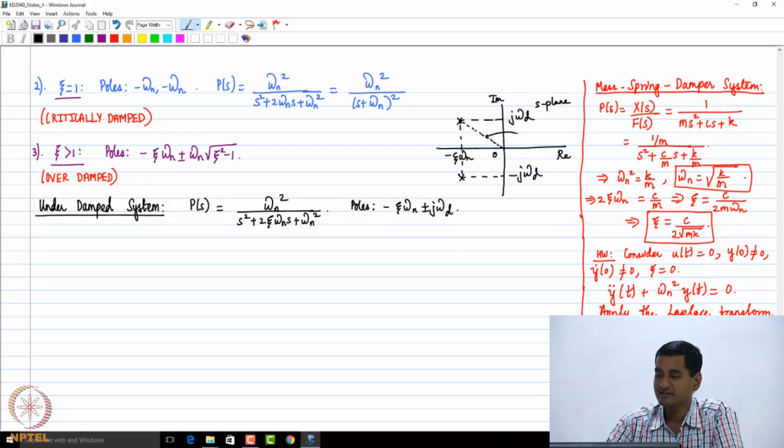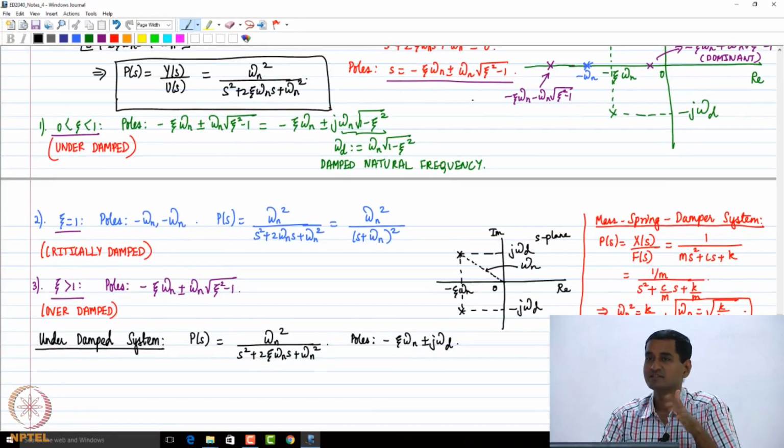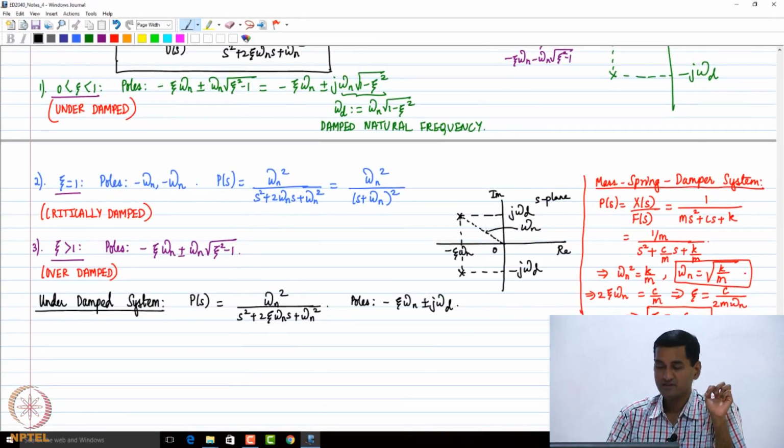Omega n, right? So the length of this line segment, which is drawn from the origin to any one of these two poles, will be omega n, right? Because the adjacent side has magnitude zeta omega n. The height is going to be omega d. So if you use the Pythagoras theorem, square root of zeta squared omega n squared plus omega d squared. Omega d squared is going to be omega n squared times 1 minus zeta squared. So you will see that things will cancel, you will get omega n, right? Omega n will be the hypotenuse of this right angle triangle.